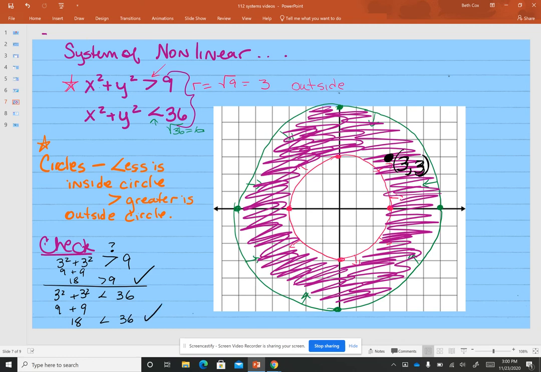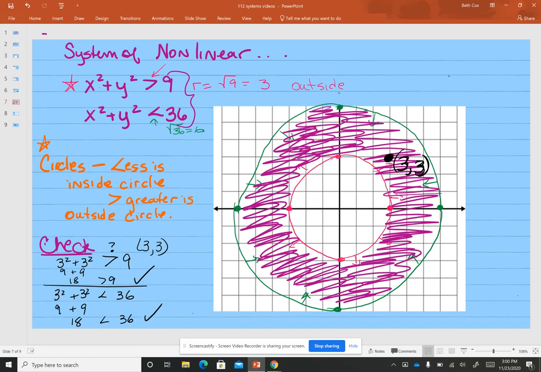So that confirms that one of the points that I shaded, which is 3, 3, I just picked one, works. I shaded the right section. You can do that with all of your shading. Pick a point that you shade, plug it in, and make sure you get a true statement.